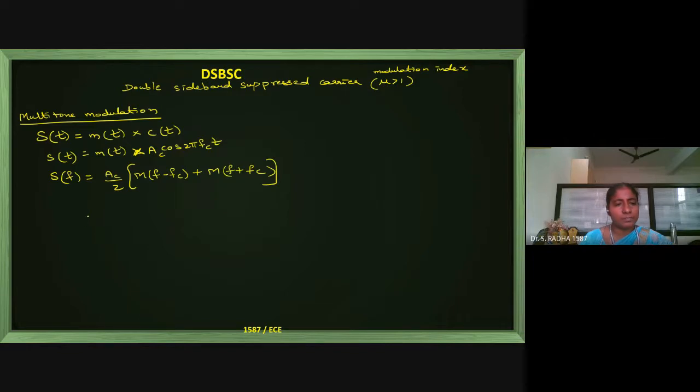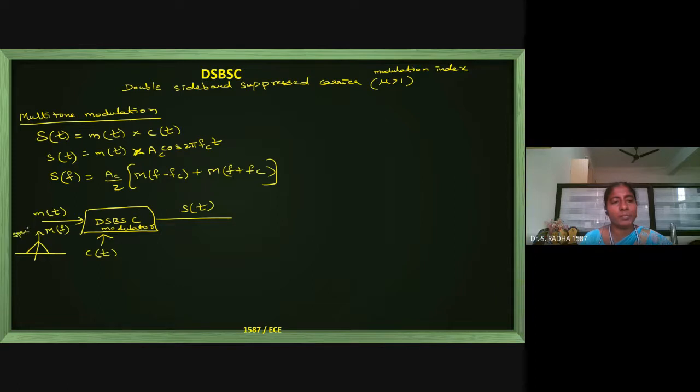If we have a DSBSC modulator, we apply the carrier and the message signal, and the output is S of t. Let the spectrum of the message signal be a simple triangle M of f. Spectrum means the frequency domain after applying the Fourier transform. This is the input and this is the output.